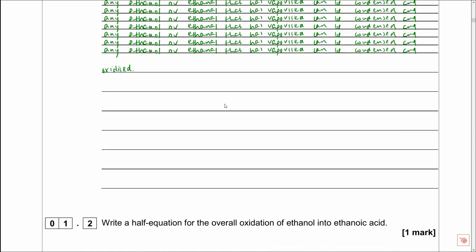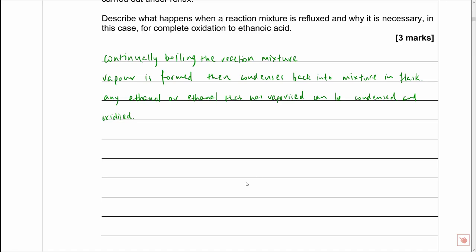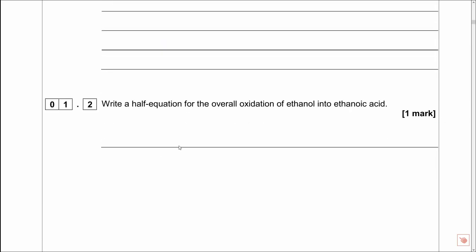Loads of space for that, no need for it at all. So there you go, that's a nice easy question there. Reflux, obviously you do so with an upside down condenser is the way you normally do it. You may have done it in school, I can't think if it's one of the required practicals or not, it might be. Write a half equation for the overall oxidation of ethanol into ethanoic acid.